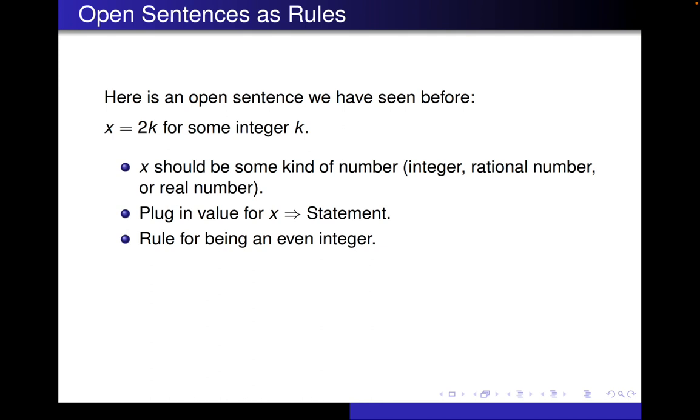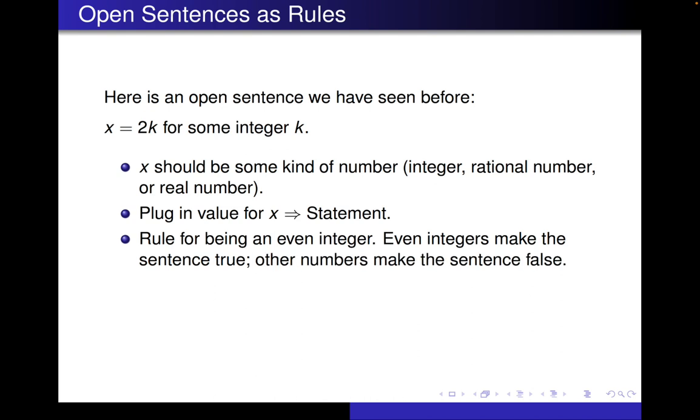And it turns out to be a rule for being an even integer, right? So for instance, if we put in x equals 3, we get 3 equals 2k for some integer k. There's no k that's going to make 3 equals 2 times k as long as we demand that k is an integer. But if we put in 6, 6 is equal to 2 times 3, so that will be a true statement. So odd integers will make the statement false, even integers will make the statement true. That is the rule for being an even integer. So the deal is that even integers make the sentence true. Other numbers, including non-integers, make the sentence false.